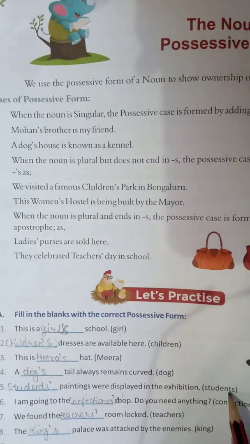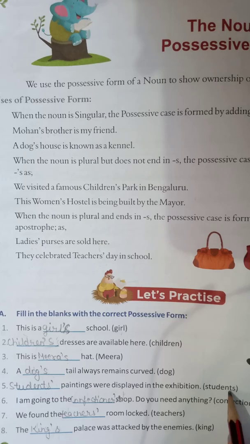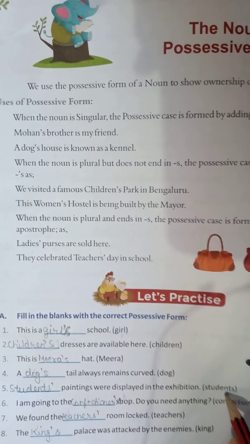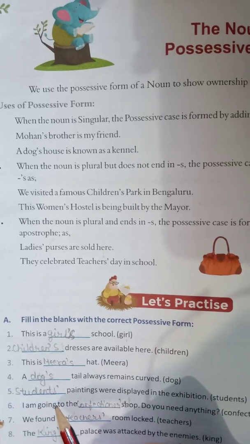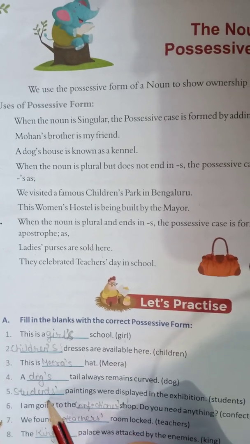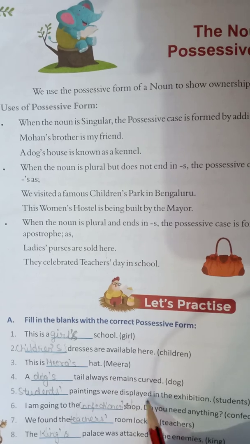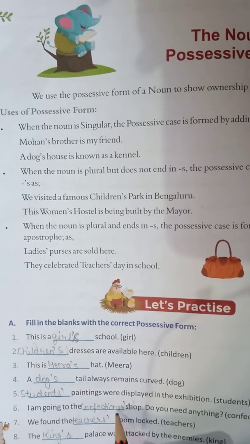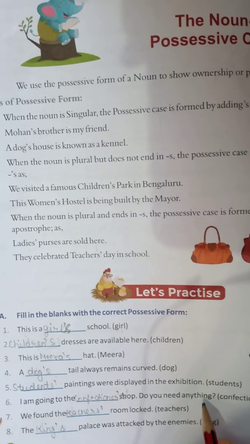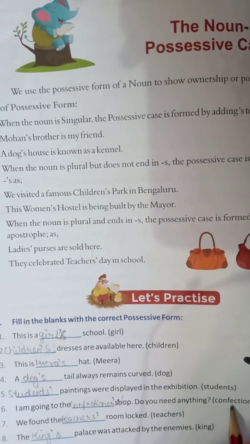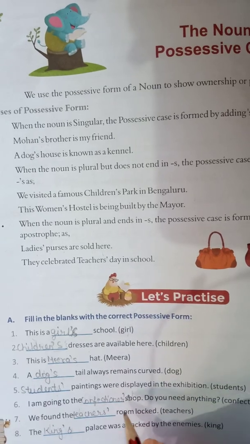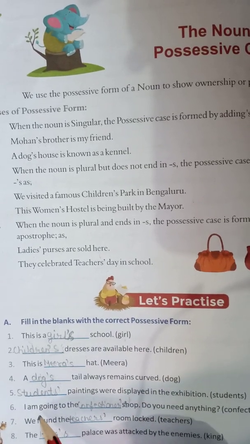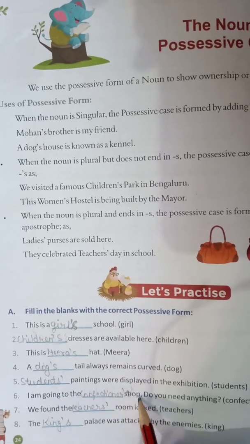The word students is a plural noun. S is already in this word, so we don't add s, we use only apostrophe here. Students' paintings were displayed in the exhibition. 6. I am going to the dash shop. Do you need anything? Confectioner. In the word confectioner we add apostrophe s. So we read as I am going to the confectioner's shop.